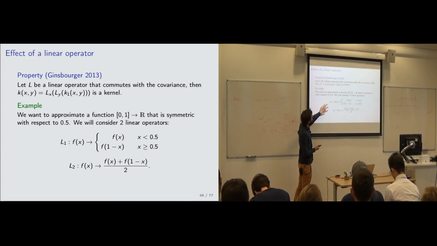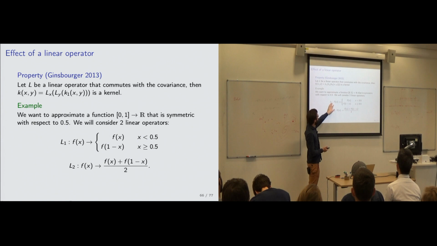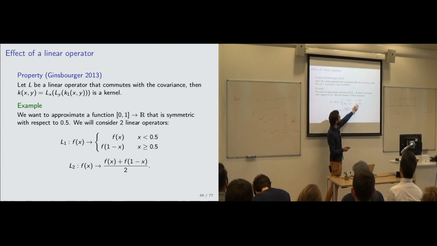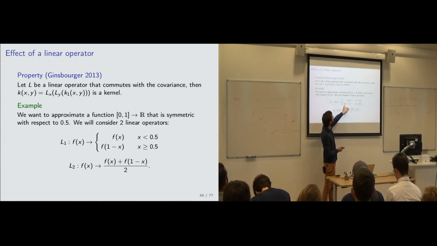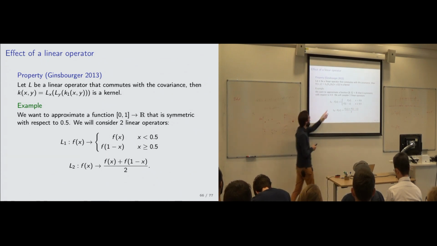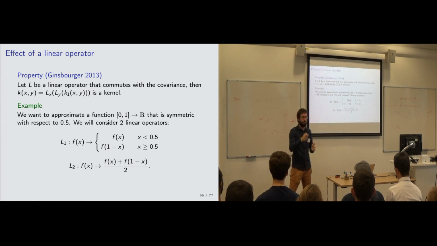So here's an example. You know that the function you want to approximate is something that is symmetric. So you can find a transformation that to any function will return a function that is symmetric. So to f, you associate f of x if x is smaller than 0.5, and f of 1 minus x if x is greater than 0.5. So that's one way to make a function symmetric. Another way to make a function symmetric is just to average the values on each side of the symmetry at 0.5.